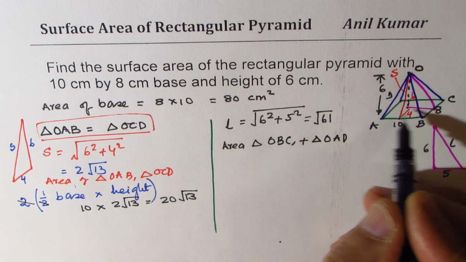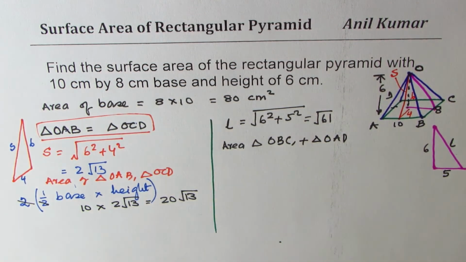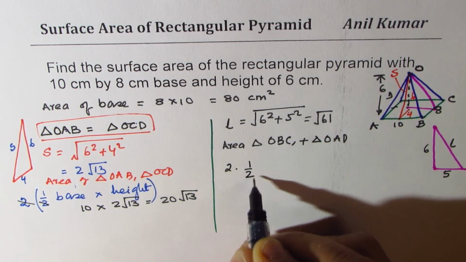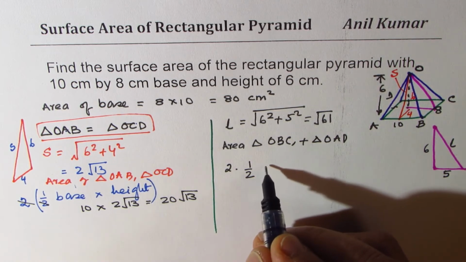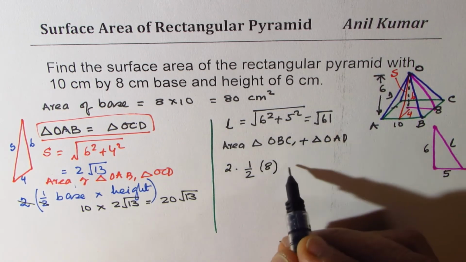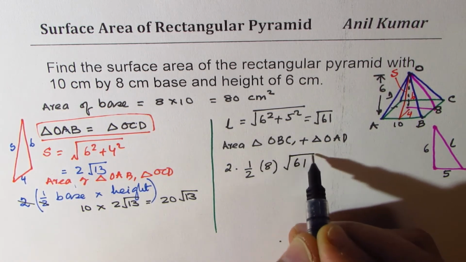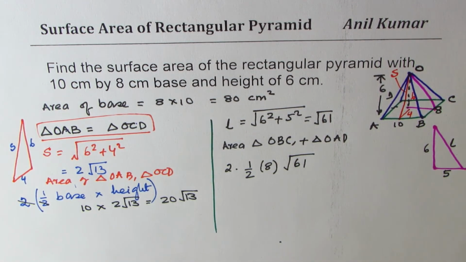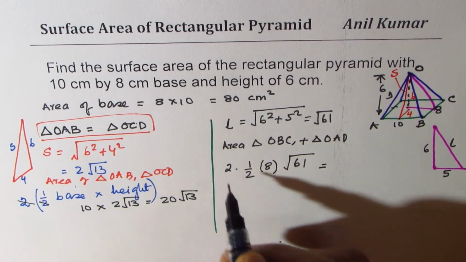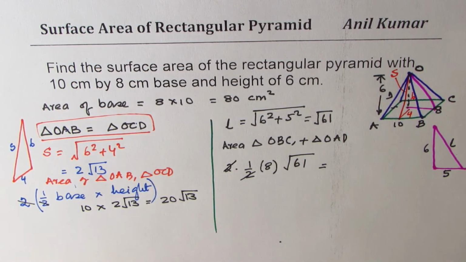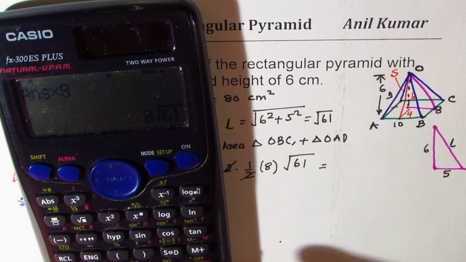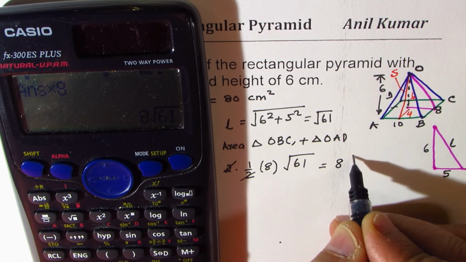So these two triangles have same area. So their areas are same. So we get 2 times half. Base is 8, right? So half base, and square root 61 is the height of this triangle. Perfect. So that gives you the answer. So 2 and 2 cancel. We can do square root 61 times 8. That gives you 8 square root 61.